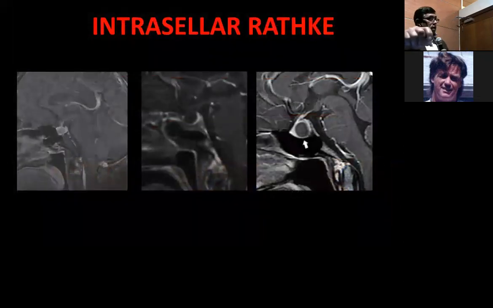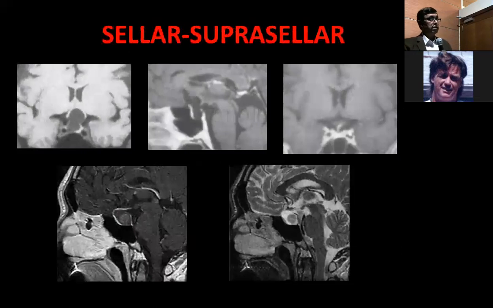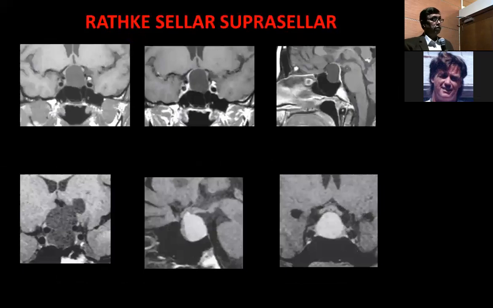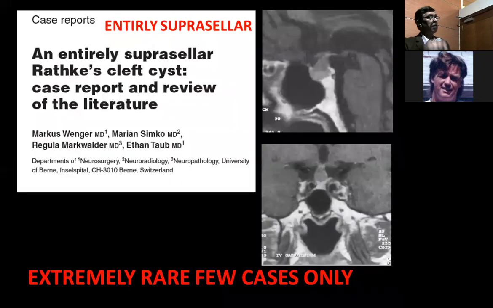Intrasellar Rathke, as you can see. Sellar, suprasellar Rathke. Again, sellar, suprasellar, different types. And you can get it entirely suprasellar. There's nothing in the sella, it's all suprasellar.